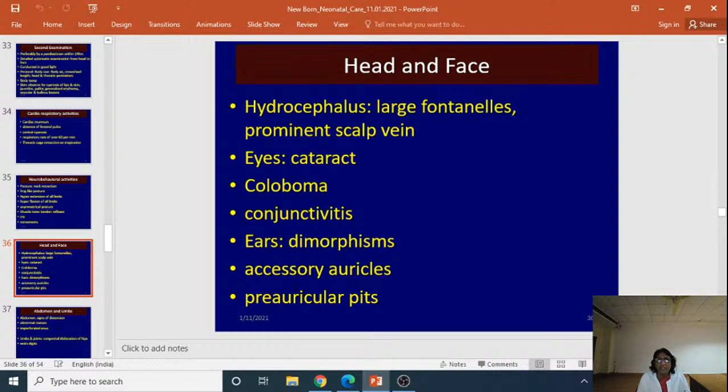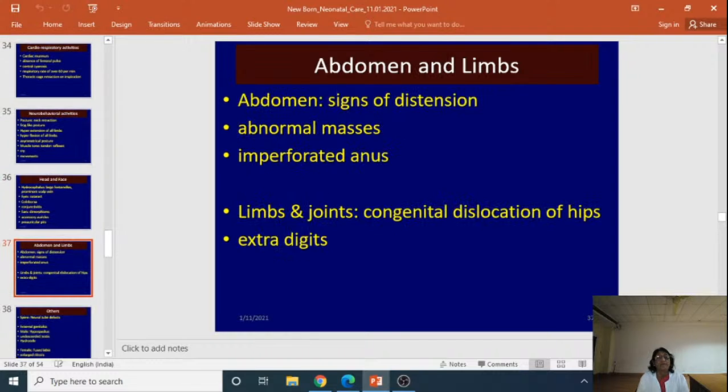Then coming to head and face, especially the pediatrician looks for hydrocephalus, whether there are large fontanelles and visible scalp veins. Looks for the cataract, whether there is any congenital cataract, and then the coloboma, conjunctivitis, ears, any abnormalities, etc. Then abdomen and limbs, it looks for distension, abnormal masses.